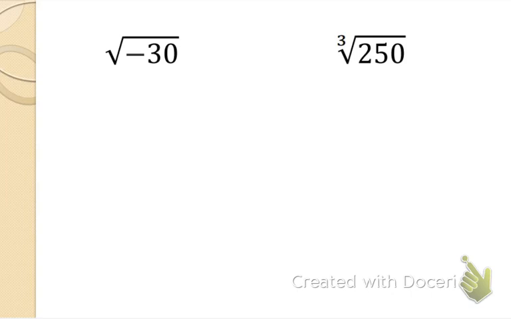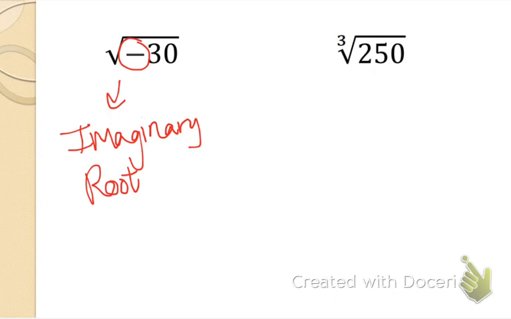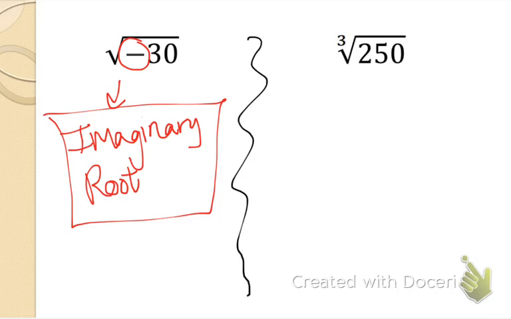Next we have square root of a negative 30. So, compared to the previous problems, this has a negative value. This here is what we call an imaginary root. In Algebra 1, we don't mess with it. This is what we call it, imaginary root. And that's it. We cannot simplify it yet. Later when you get to Algebra 2, you will be able to. But for now, imaginary root is all we need. Next we have the cube root of 250.